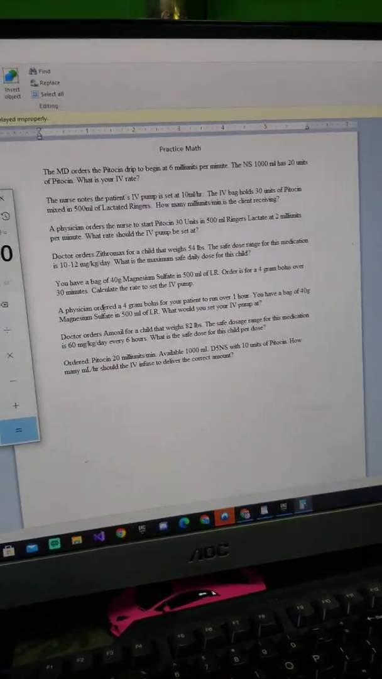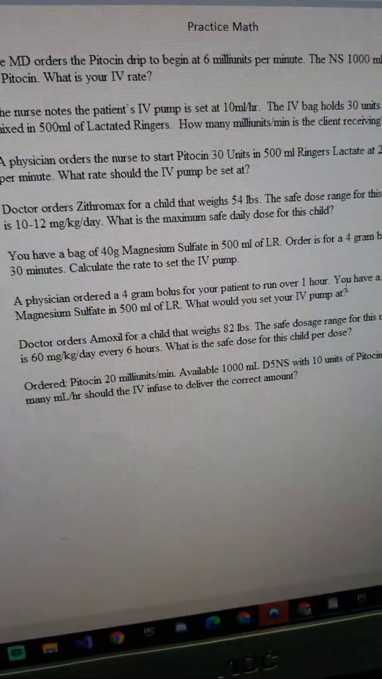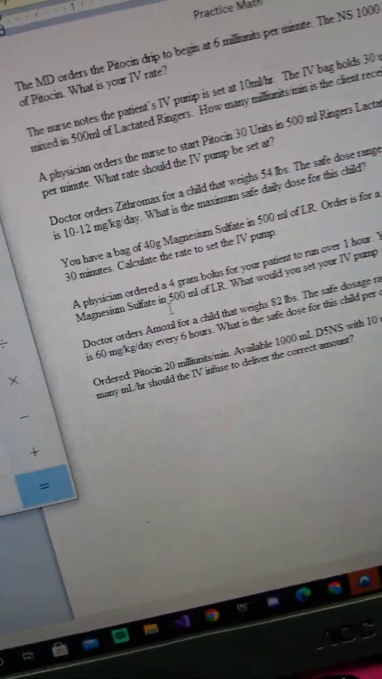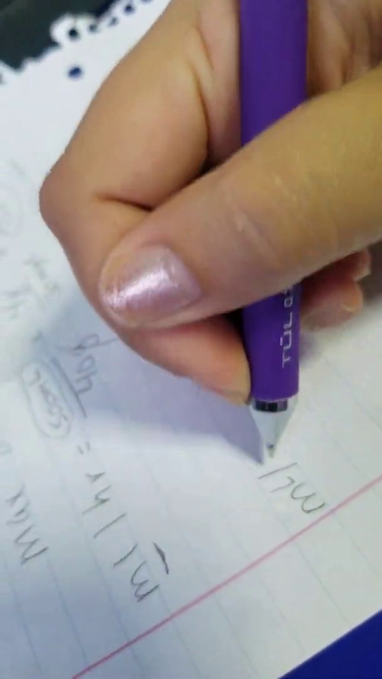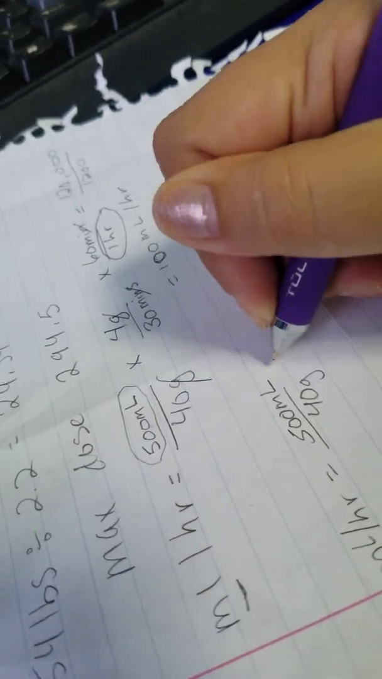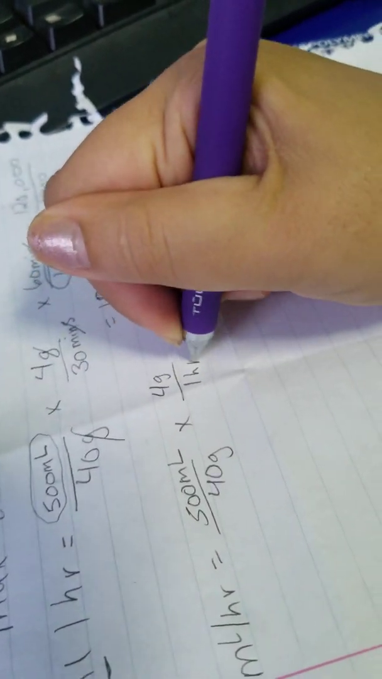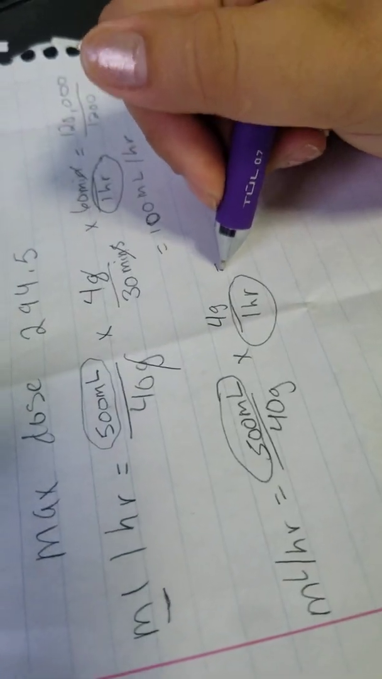Oh, here's a good one because this is the same one, but it's worded differently. A physician ordered a 4 gram bolus for your patient to run over 1 hour. You have a bag of 40 grams of magnesium sulfate and 500 milliliters of LR. What would you set your IV pump to? Again, you're going to do your milliliters per hour, because that's what you're going to set your rate to. You take your 500 like we did earlier, because that's mLs over 40 grams. And this time, you put 4 grams over 1 hour.